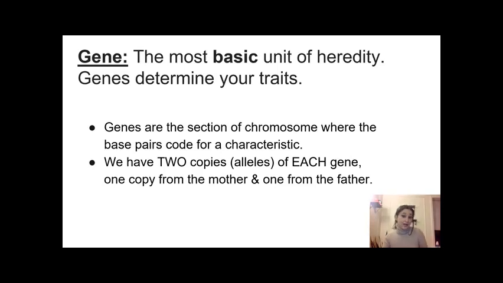All right. So now we've got to get into what a gene is. A gene is the most basic unit of heredity. If you've ever heard of a cell being the most basic unit of life, well, a gene is the most basic unit of heredity, carries all our DNA and stuff like that. It determines your traits. It's basically what controls and expresses it inside your DNA. So it's actually a section of a chromosome in your DNA where the base pairs code for that characteristic. It's this little section in the DNA strand. That would be your gene. We have 2 copies, which are alleles, you'll see later on, one from a mother, one from the father.